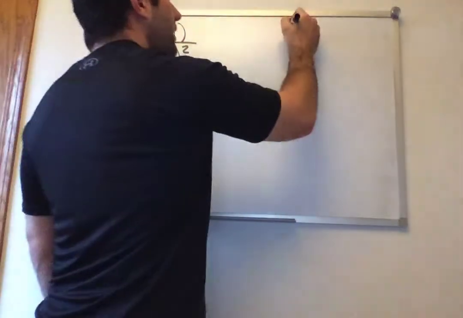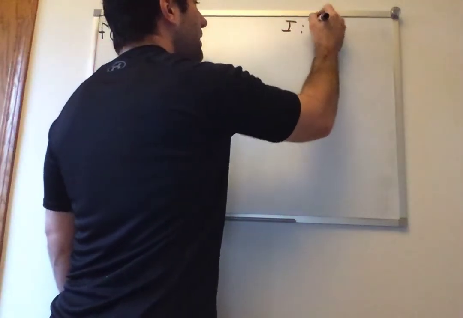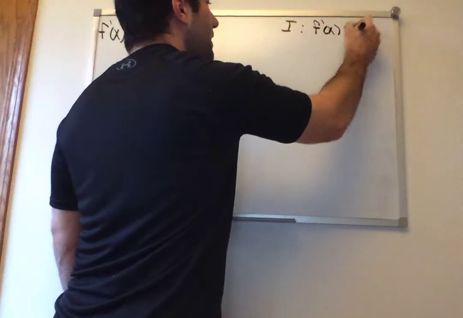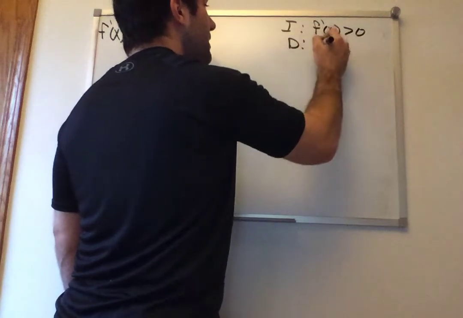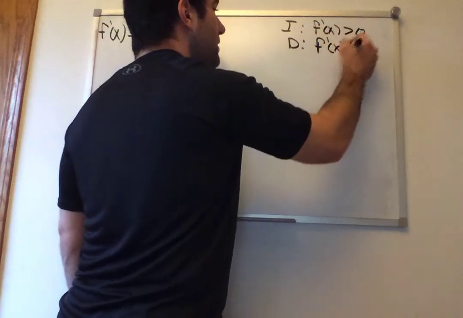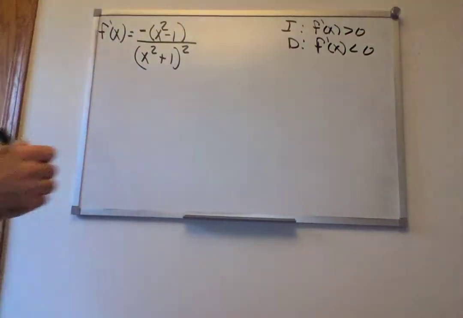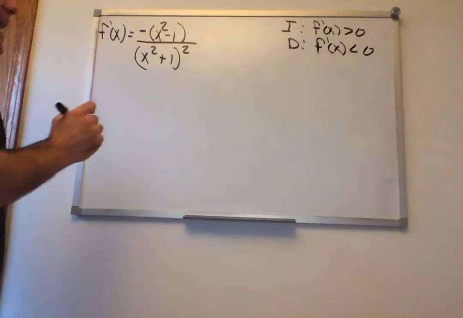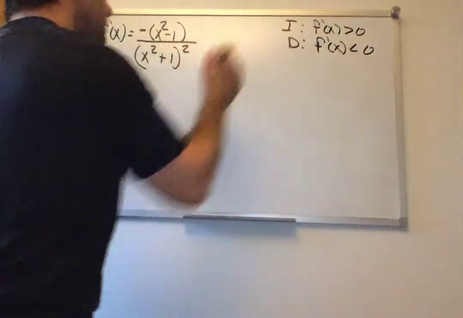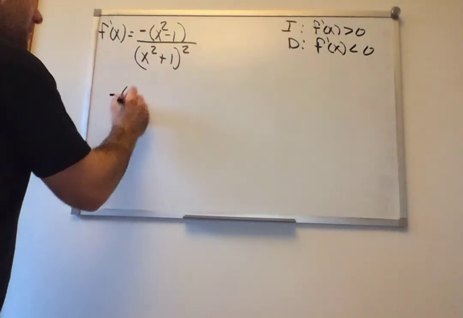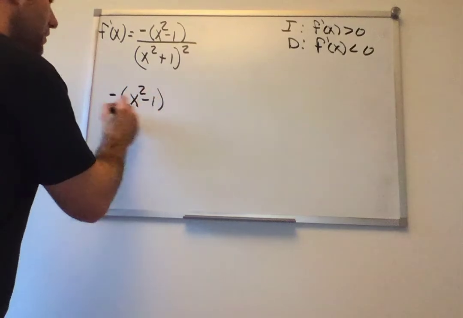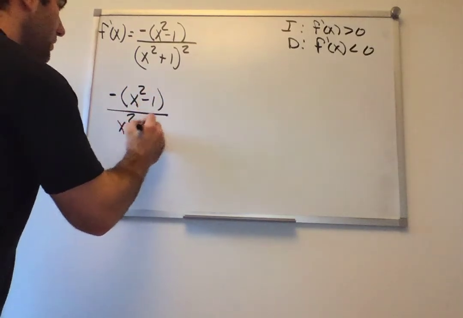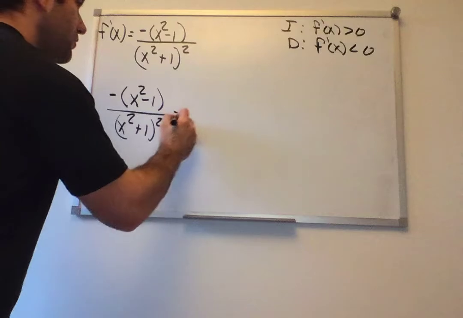So, for the increasing intervals, we need to take the derivative and set it greater than 0. For the decreasing intervals, we need to take the derivative and set it less than 0. Okay, that's the procedure. To solve a rational inequality, let's again just do the increasing intervals. Negative x squared minus 1 divided by x squared plus 1, quantity squared, is greater than 0.